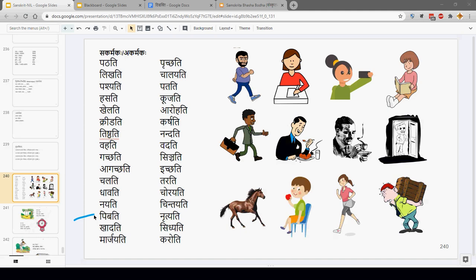Marjayati. I forgot what Marjayati is, let me check. Marjayati is cleaning, he is cleaning something. Cleaning, yeah, we saw it. Cleaning or wiping actually. Marjayati, wiping. Okay, so that would be transitive.